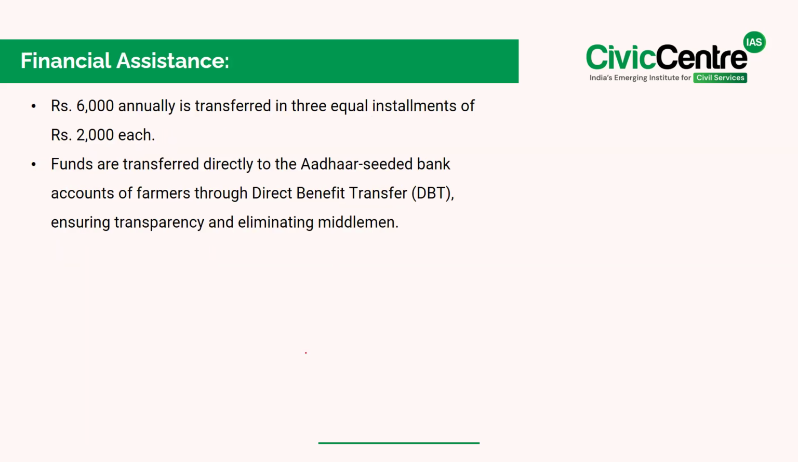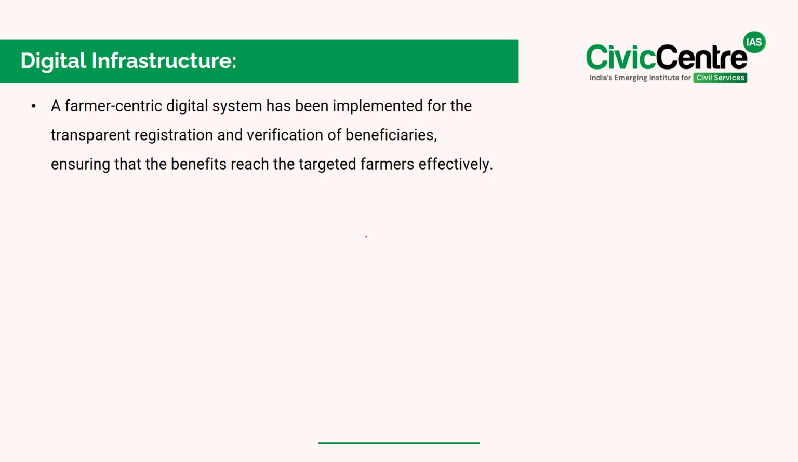Now, if we have to look at the key features, firstly, Rupees 6,000 is transferred annually in 3 equal installments of 2,000 rupees each to the farmers. Furthermore, the funds are transferred directly to the Aadhaar-seeded bank accounts of the farmers through the direct benefit transfer, ensuring transparency and eliminating the middleman in the middle. Then, you have to know that a farmer-centric digital system has been implemented for the transparent registration and verification of the beneficiaries, ensuring that the benefits reach the targeted farmers effectively.